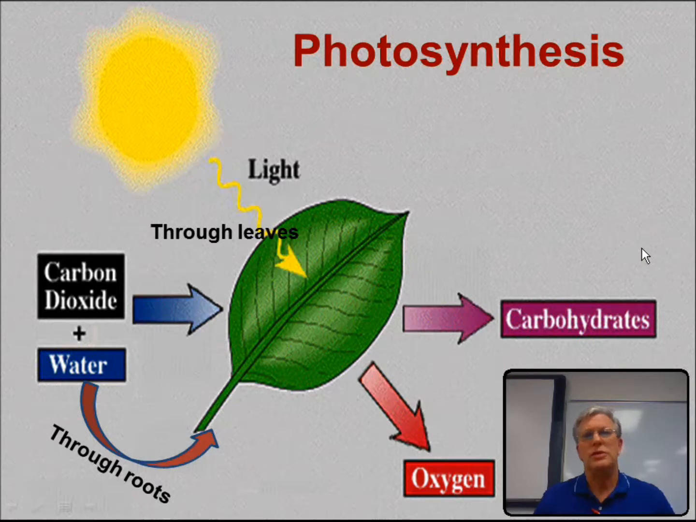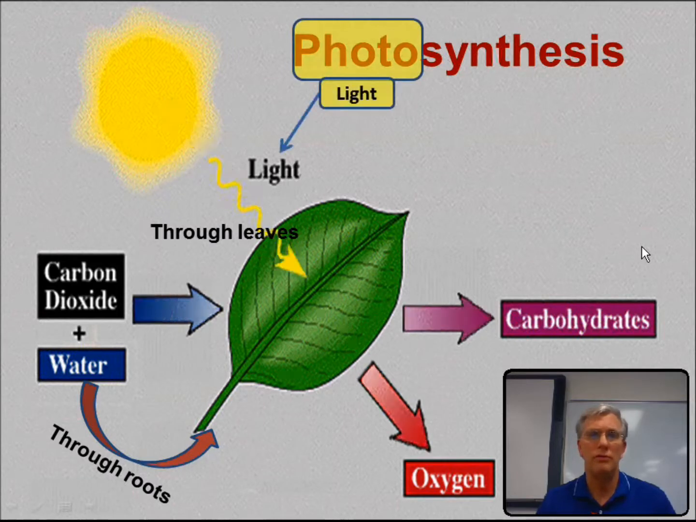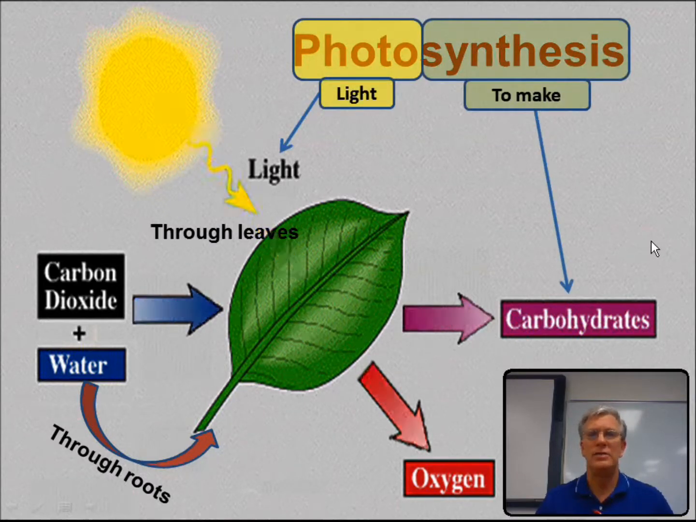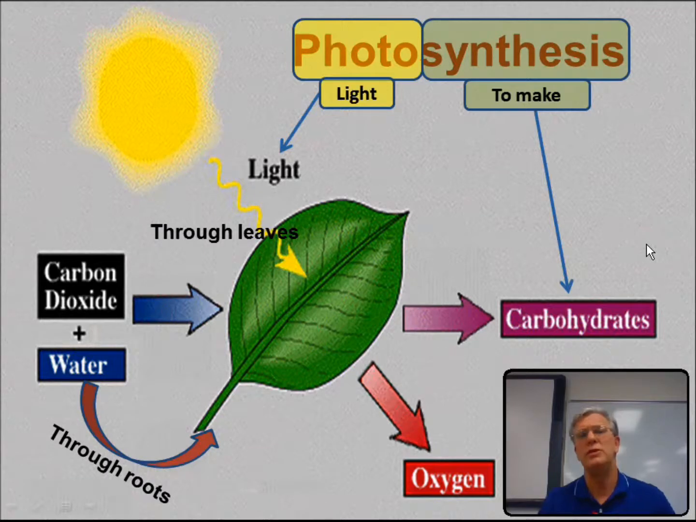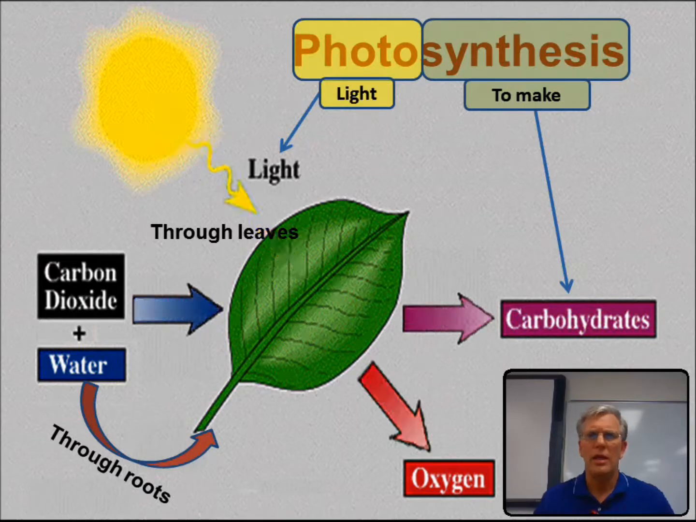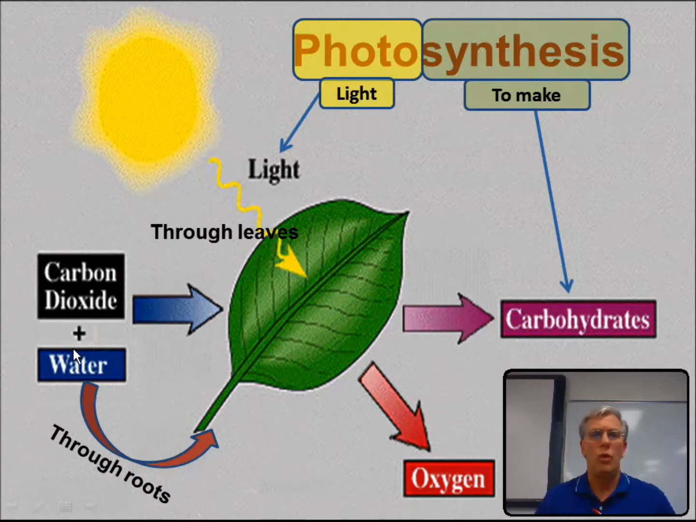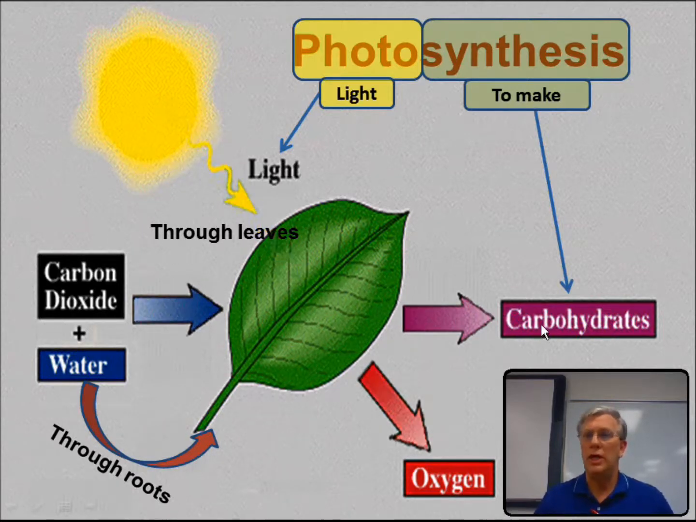Now, photosynthesis can be broken down into two words, if you will. Photo meaning light and synthesis meaning to make. So photosynthesis is using light to make carbohydrates. And in essence, photosynthesis takes carbon dioxide out of the air, which is absorbed through the leaves, and water, which is brought up through the roots into the plant. And light is used as an energy source to combine carbon dioxide and water to create carbohydrates and oxygen.